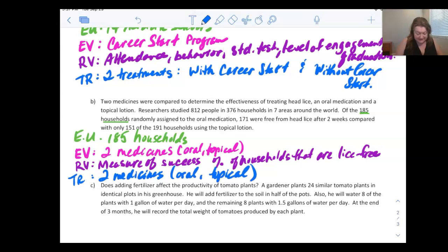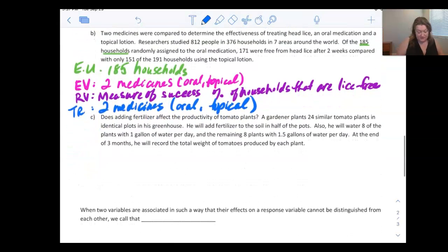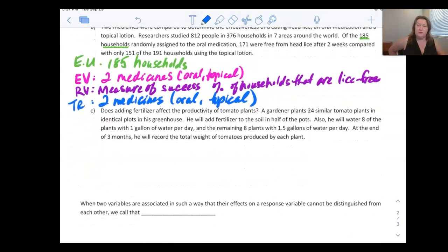All right, pretty easy. Let's try that one more time. Oh, this one sounds familiar to the one we just did with pepper plants. Here we go. Does adding fertilizer affect the productivity of tomato plants? Right there, we've got almost everything we need.